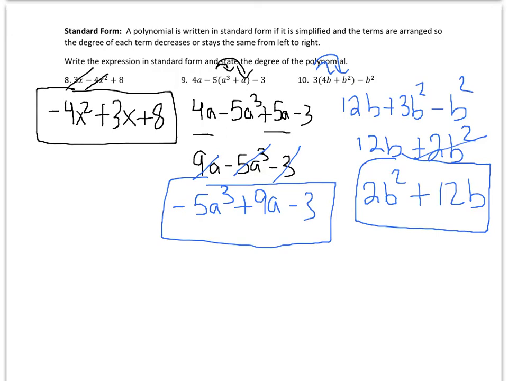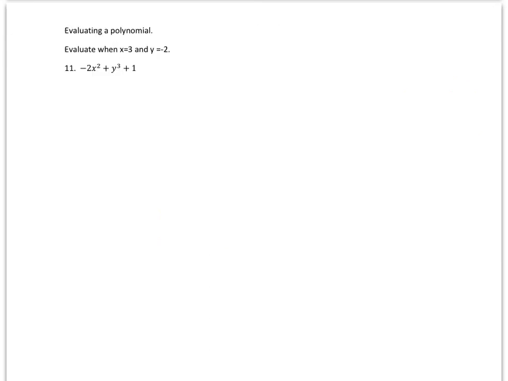One more piece. Now, this is not difficult here, guys. It says evaluate when x equals 3 and y equals negative 2. So they're giving you values. What does that mean we do? Substitute them in. So the first step, it says negative 2x squared. What did it tell me x equaled? 3. So I substitute in the 3. Plus y to the third. What did it tell me y equaled? Negative 2. Plus 1. Now you just have to finish simplifying this.